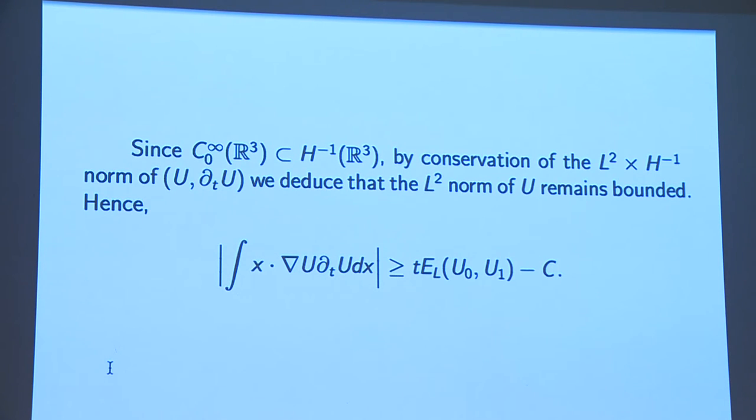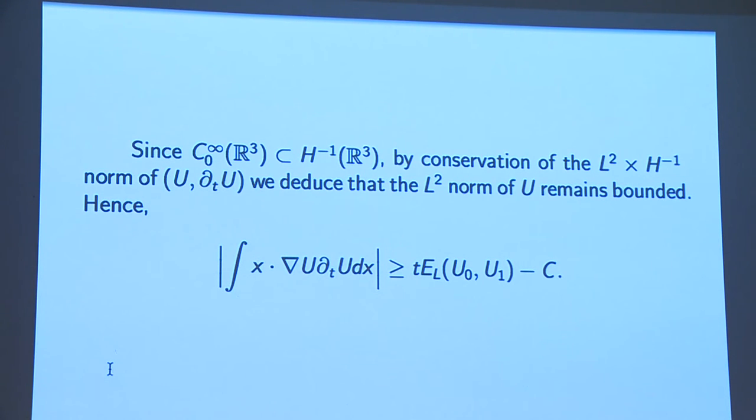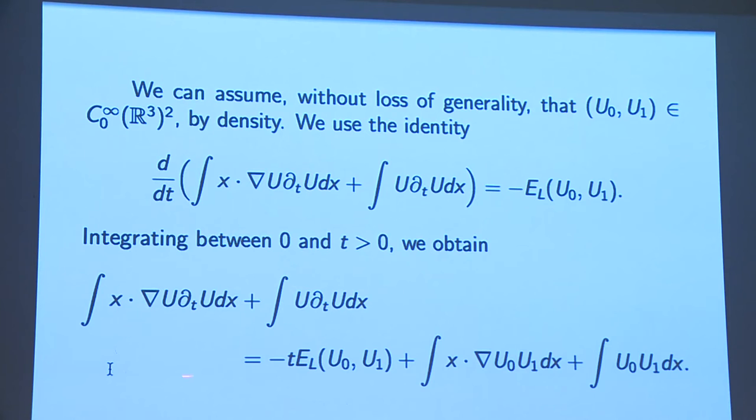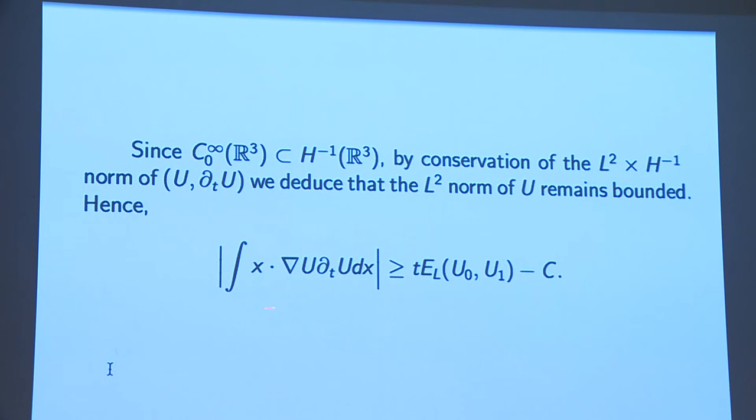You can see this also directly from the formula for the solution using the cosine and the sine and so on. The H minus 1 means that you have some decay at infinity in space, and since I have compact support. So using this, from the previous inequality, this term is controlled because the L2 norm of u is controlled, d dt u is controlled, and this term is controlled, and this term is controlled. So what we get is the absolute value of this term is bigger than this.